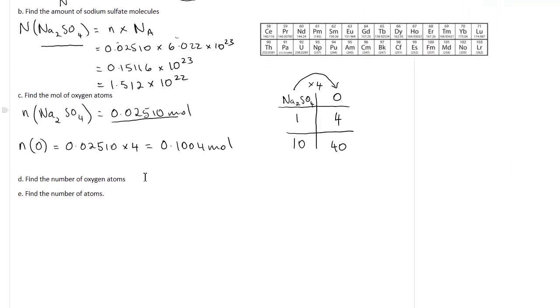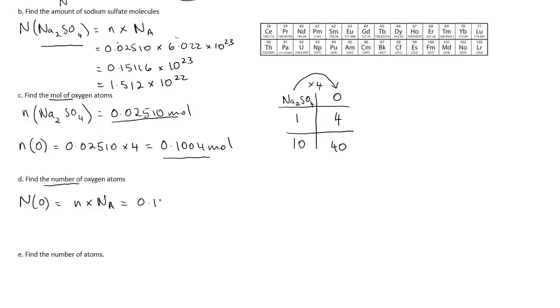And then question D asks you to find the number of them that you have. Notice that question C is different. It's asking to find the mole of oxygen atoms. Now that we have the mole, they want the number. So capital N of O means that you take the mole that you have and you times it by Avogadro's constant. So the mole of oxygen, we already calculated that, and we times it by Avogadro's constant.